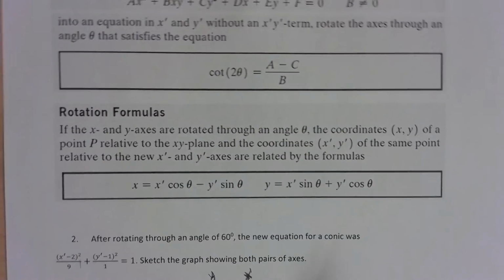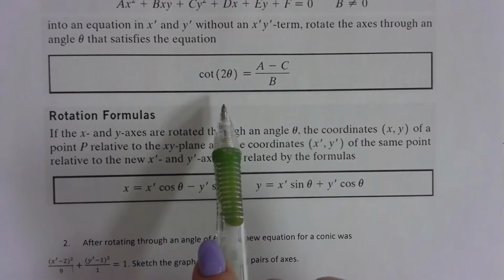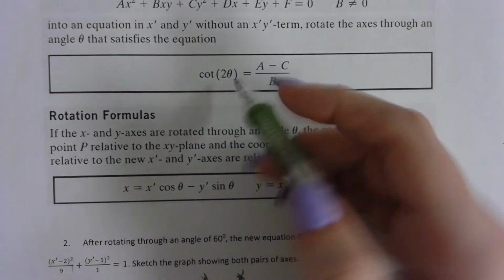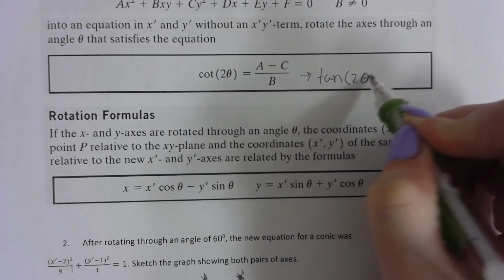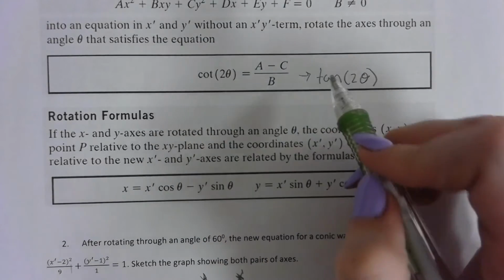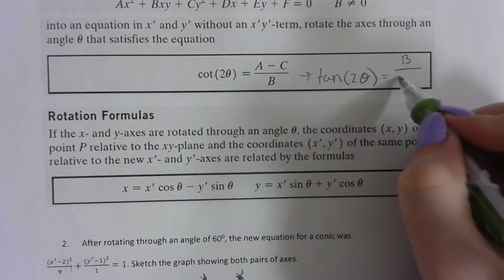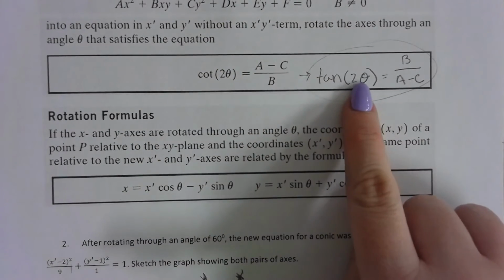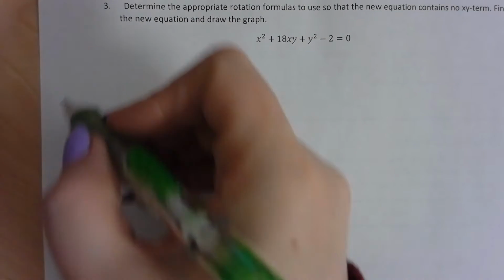The first thing that we need to decide is what angle should we rotate this by so that the xy term cancels out. So instead of using cotangent, we're going to change this to tangent because I think you guys know tangent better than you know cotangent. But if I switch it from cotangent to tangent, then we have to flip this fraction. So then it would be b over a minus c. So that's the first thing we're going to use on the other side. So tangent of 2 theta equals b over a minus c. So that's our first step.